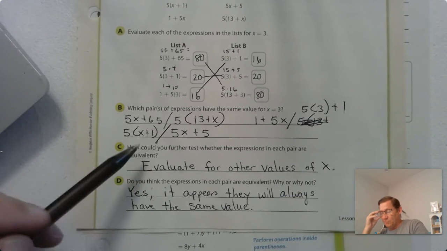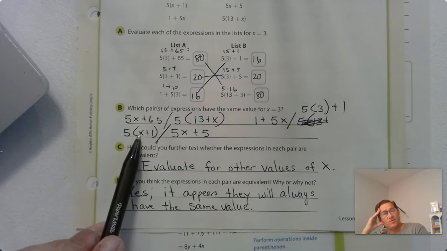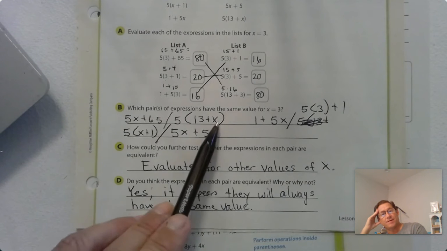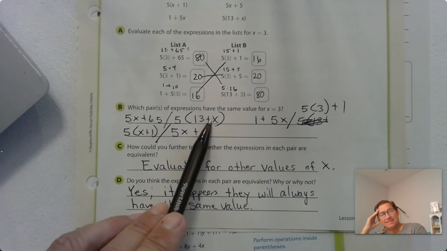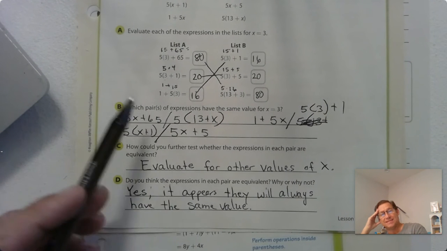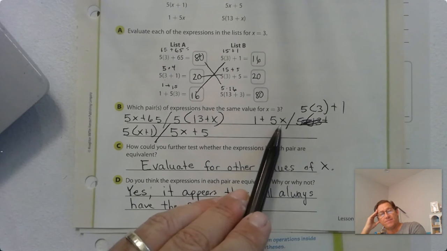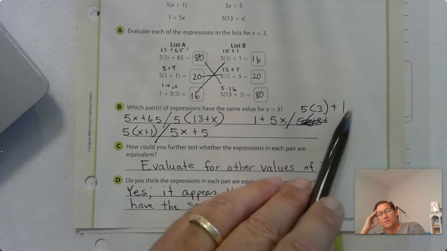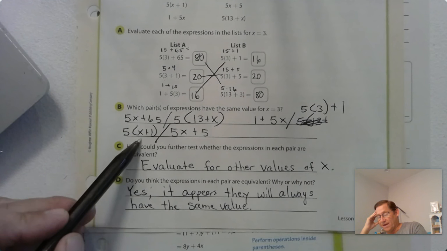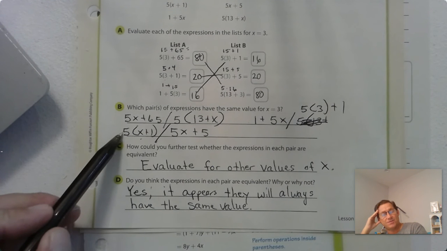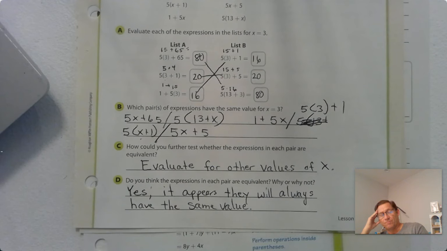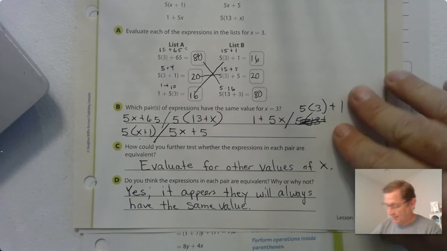Okay, how can we test? Well, let's put 5 in for each one. So 5 times 5 is 25. 25 plus 65 is 90. 13 plus 5 is 18. 18 times 5 is 90. If we put 5 in here, 5 times 5 is 25. 25 plus 1 is 26. 5 times 5 is 25 plus 1 is 26. If we put 5 here, 5 plus 1 is 6. 6 times 5 is 30. 5 times 5 is 25 plus 5 is 30. So it appears that using different values of x, I still get those equivalent pairs. So it seems like they're the same value.